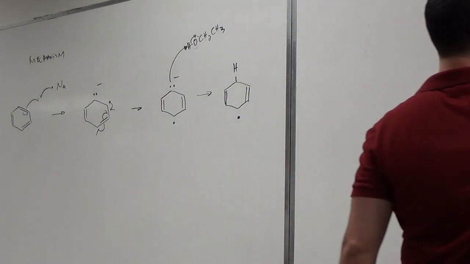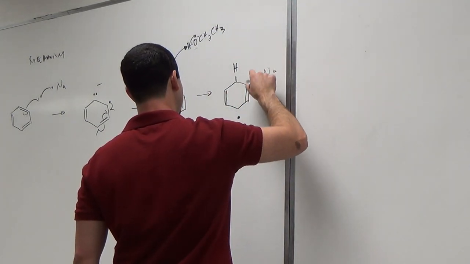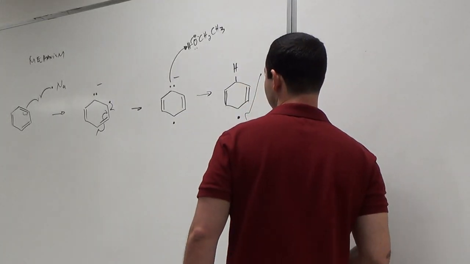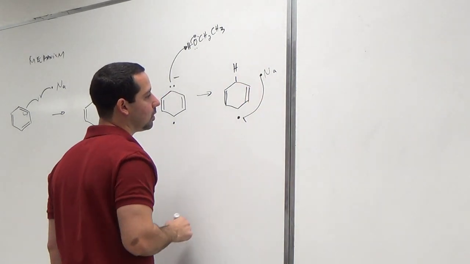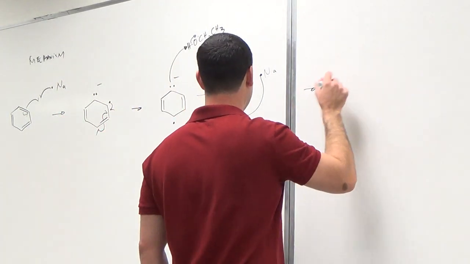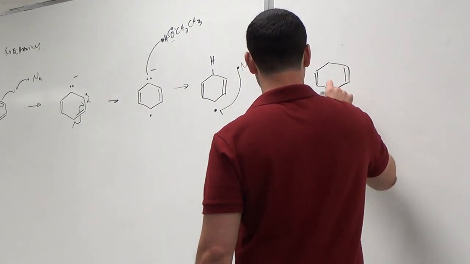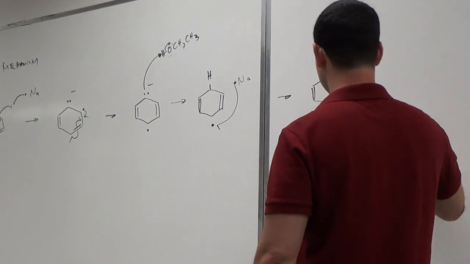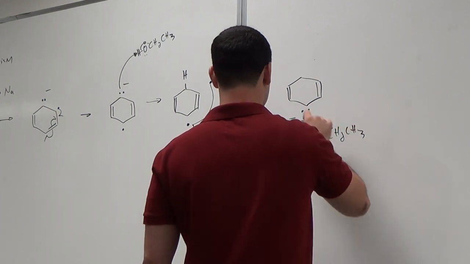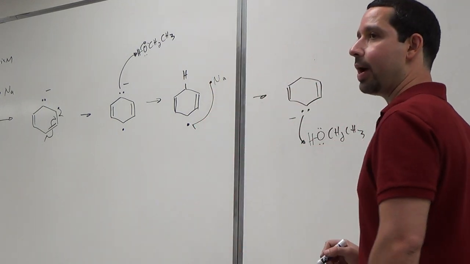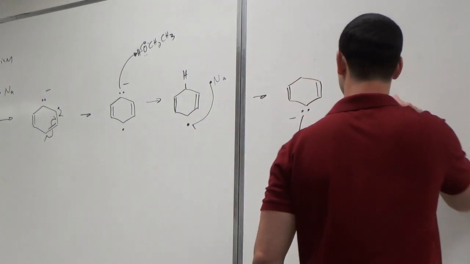What's going to happen next? Sodium is going to give another electron to that. Electrons from here, negatively charged, same thing, yes? But this arrow has how many heads? Two heads, because a single-headed arrow means radical, one electron. This is two of them.